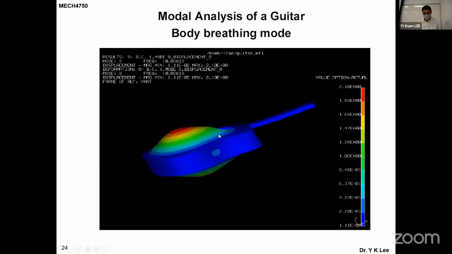So at least I show you some representative FEM results and give you some sense about how we can try to do this kind of analysis. Of course, in FEM we can solve both the free vibration problem and also the static problem.